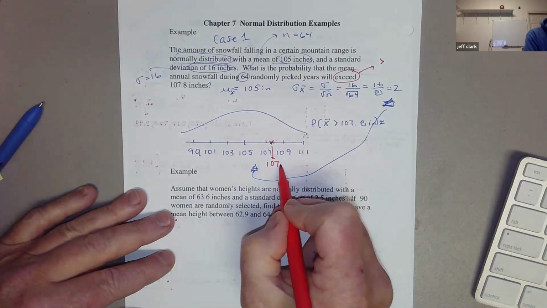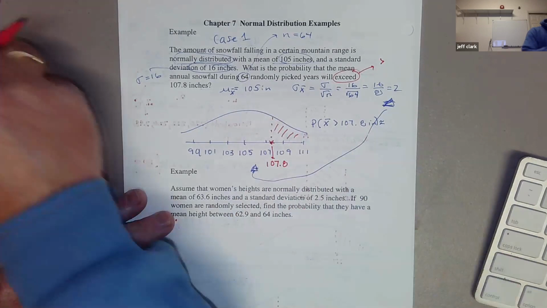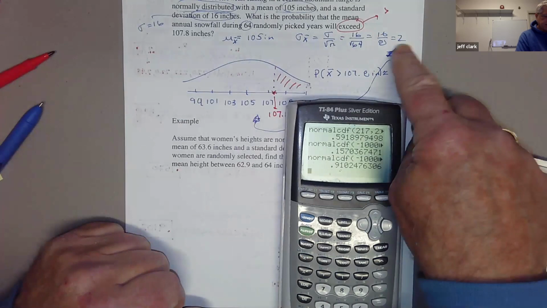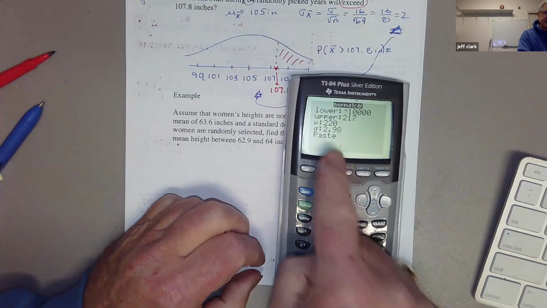Exceeds, that's greater than. I think you see a theme right here. Draw the picture, put the markers, come up with a statement. This is important to do, because when I go to the second normal distribution, I'm going to have to have that sigma reflecting sigma sub x bar.